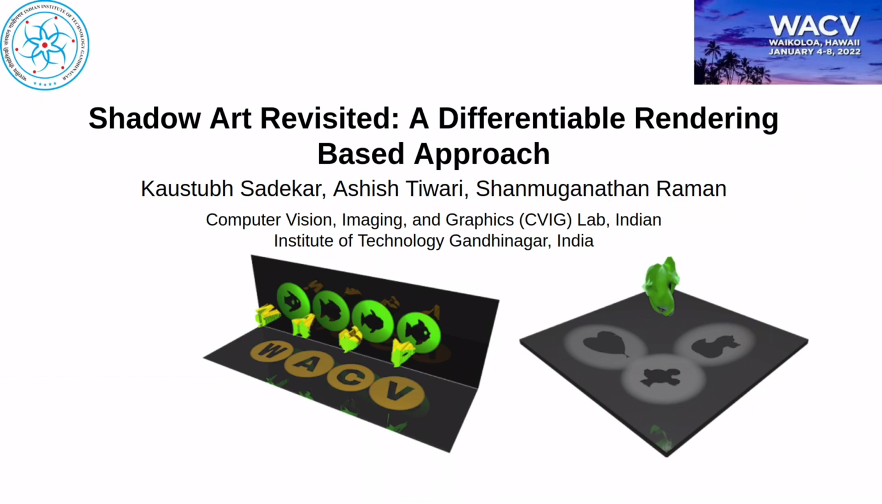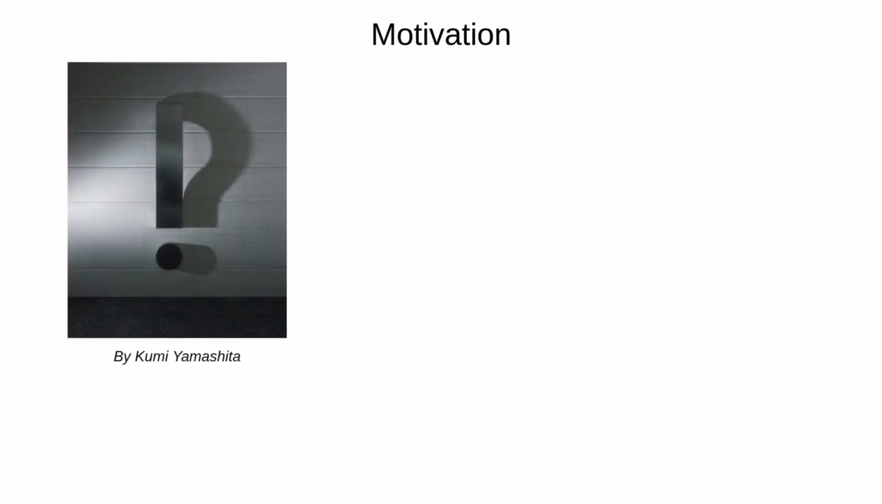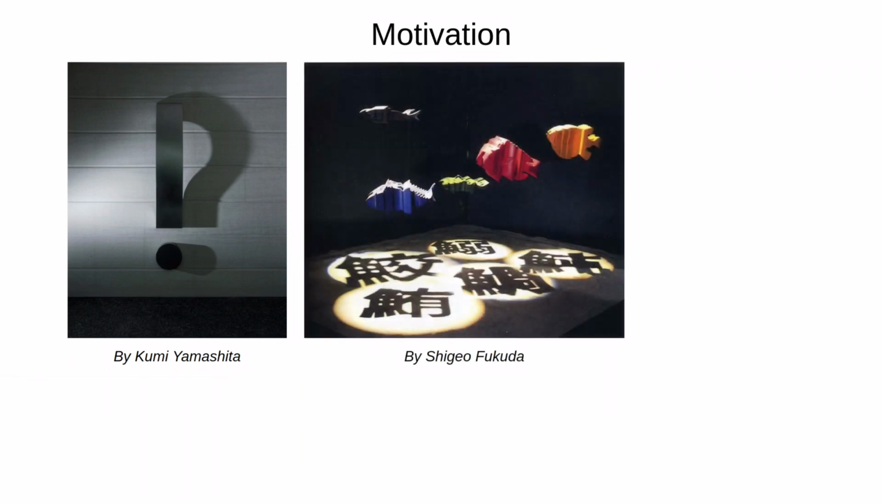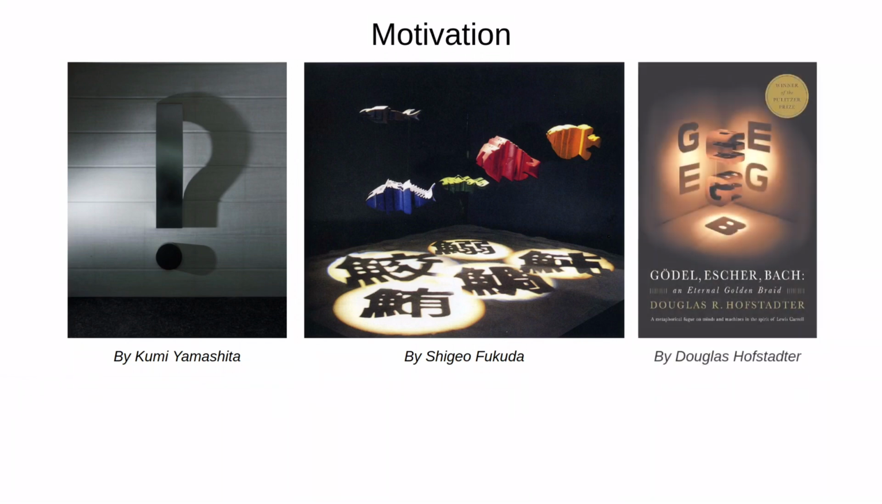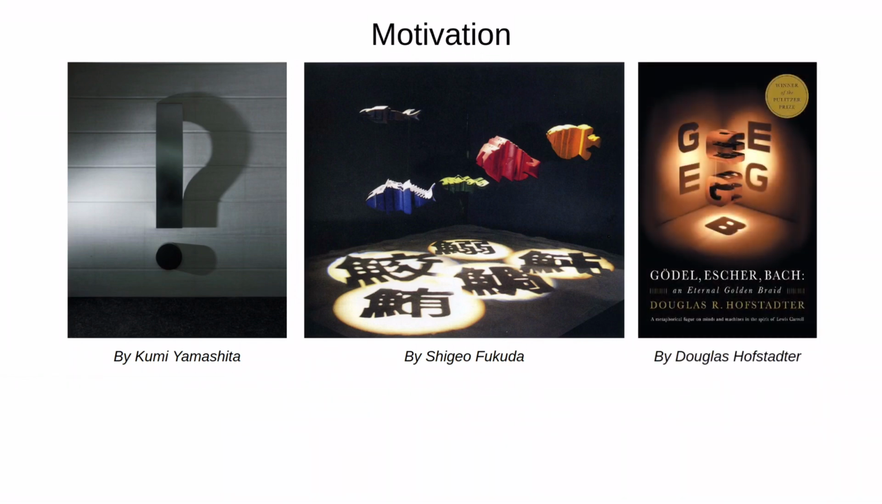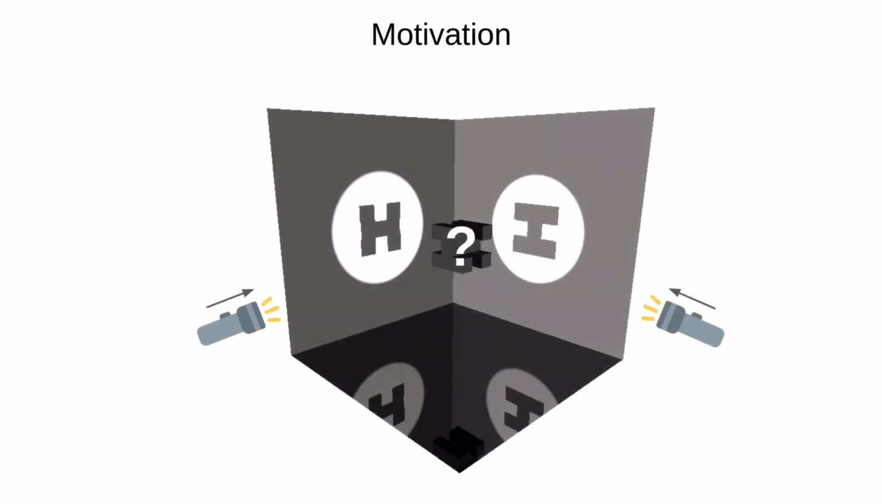Now in the past, various artists have created such shadow art sculptures. Like this one from the artist Kumi Yamashita. It looks like a question mark from one side and an exclamation mark from the other. Then we have the famous aquarium of floating letters by Shigeo Fukuda, and even the famous book cover by Douglas Hofstadter. Now the question is, can we design an algorithm to create such artistic 3D sculptures? This is basically the motivation of our work.